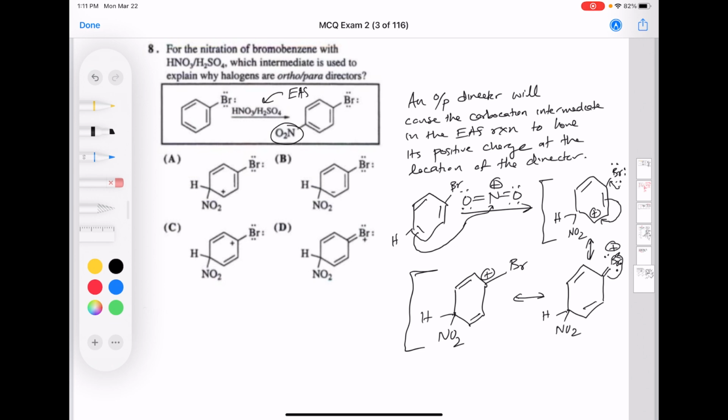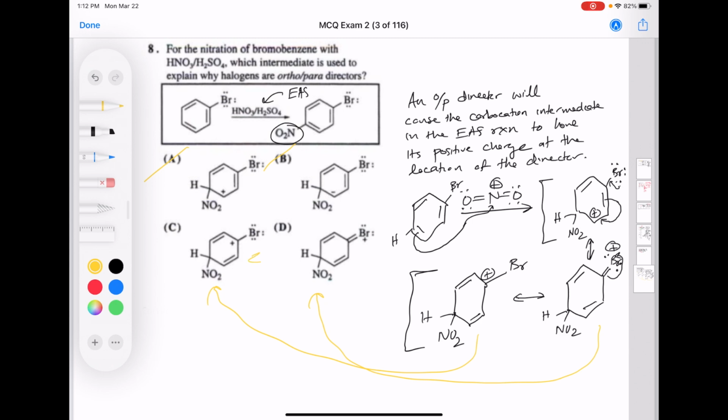The first thing that should come to mind is that when you are trying to understand which intermediate will show why the halogens are ortho-para directors, you also need to consider energetics. If we look at our answer choices, we see that choice C is here, and choice D is also here. So the question is, which one is it? Obviously A and B are already out, but which one should we choose, C or D?